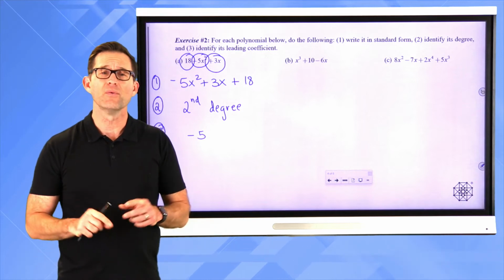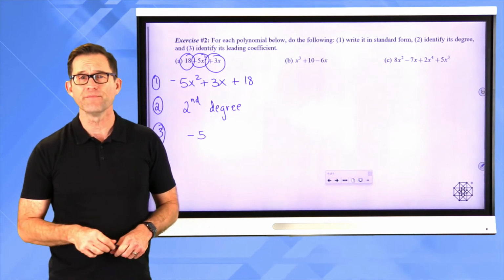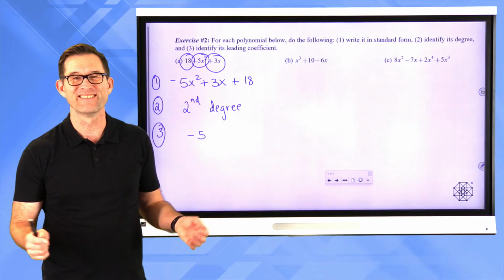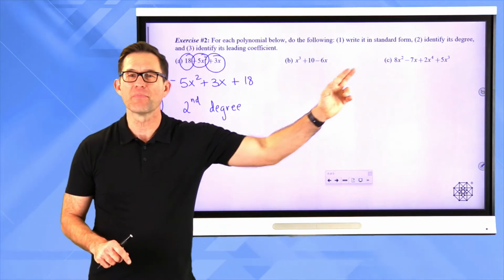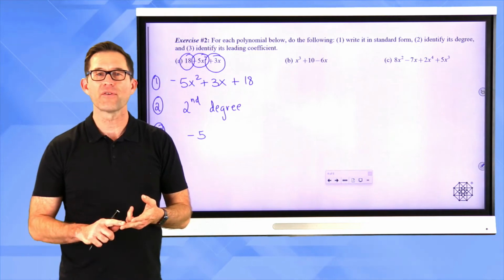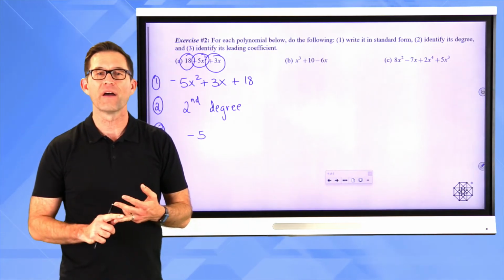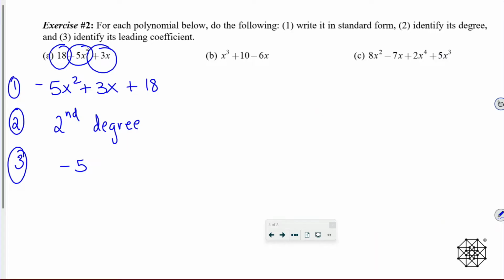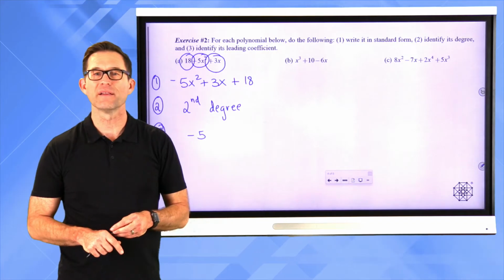What I'd like you to do now is pause the video briefly, or for however long you need to, and try to do both letter B and letter C. Write them in their standard form, identify their degree, and then identify the leading coefficient. All right, let's go through them.